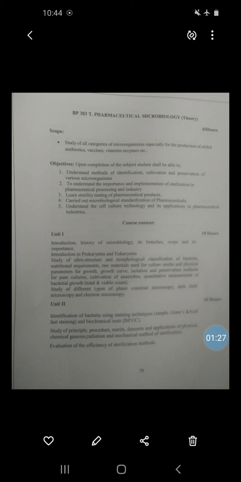Next we will see the principle of this filtration sterilization. Filtration is the general method used for sterility testing of liquids. Second, it is used for large volumes. Then, this filtration method is used to reduce the microbial population in solutions of thermolabile material.